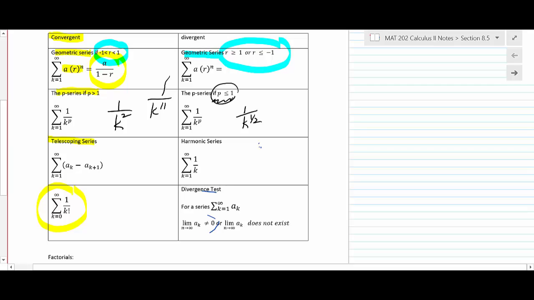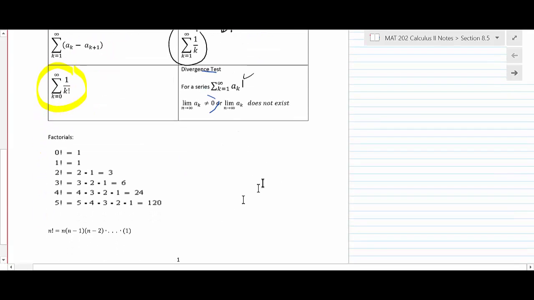And you want to try to get fast at identifying these things. Oh, I got a geometric, I got a p-series, I got telescoping. That's your goal. The other one is harmonic. We learned that last time. That one also diverges. Okay, and then we just worked on the divergence test. So this is just a summary of what we looked at so far. It's good to begin to get this in your mind so that you can recognize these things.